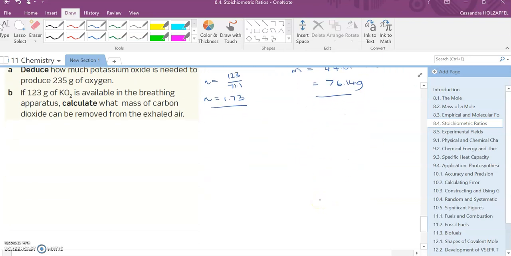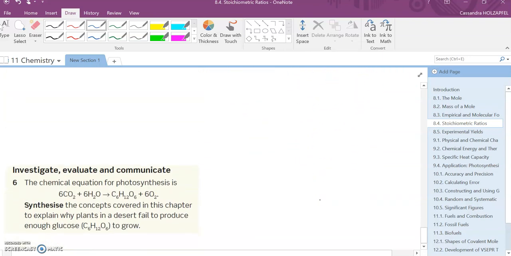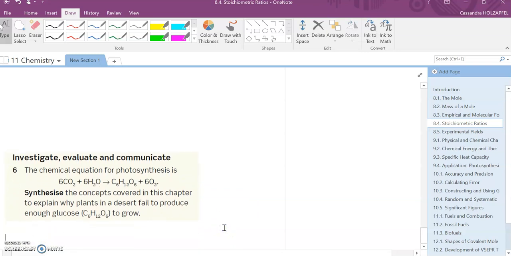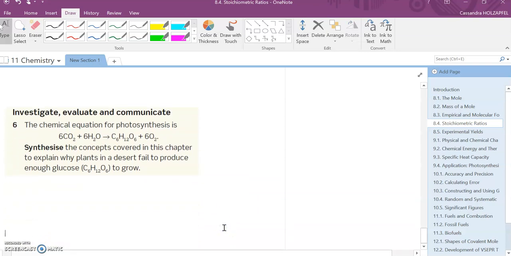Okay, I think that was all of the questions. Oh, there is one last one. Let's hope we have enough time. We've got 3 minutes. Okay, so the chemical equation for photosynthesis is 6 CO2 plus 6 H2O, which forms glucose and 6 oxygen. So synthesize the concepts covered in this chapter to explain why plants in deserts fail to produce enough glucose to grow.